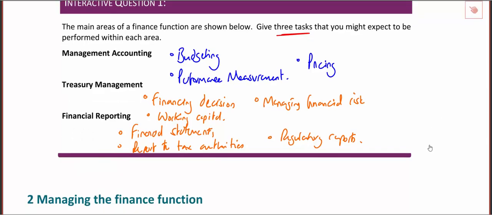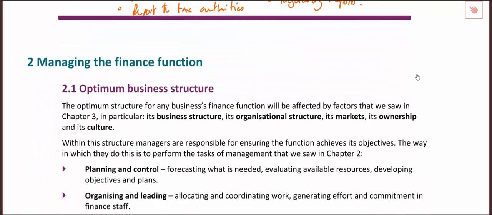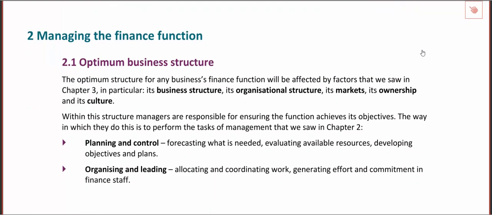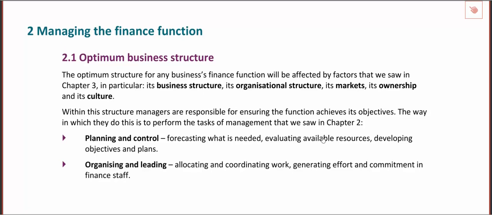Okay, so we've had to think about what the finance function actually does. Now, before we move on to think about how we can measure how well the finance function performs those tasks, we also need to think about how we manage the finance function. We spent lots of time in earlier chapters thinking about how a business is managed, and we learned in chapter 3 that lots of things will affect how any function is managed. So the structure of the business, the market that we operate in, who owns it, what the culture of the business is like. That is equally relevant when we're talking about the finance function. So all of those things will play a big part in how my function is managed.